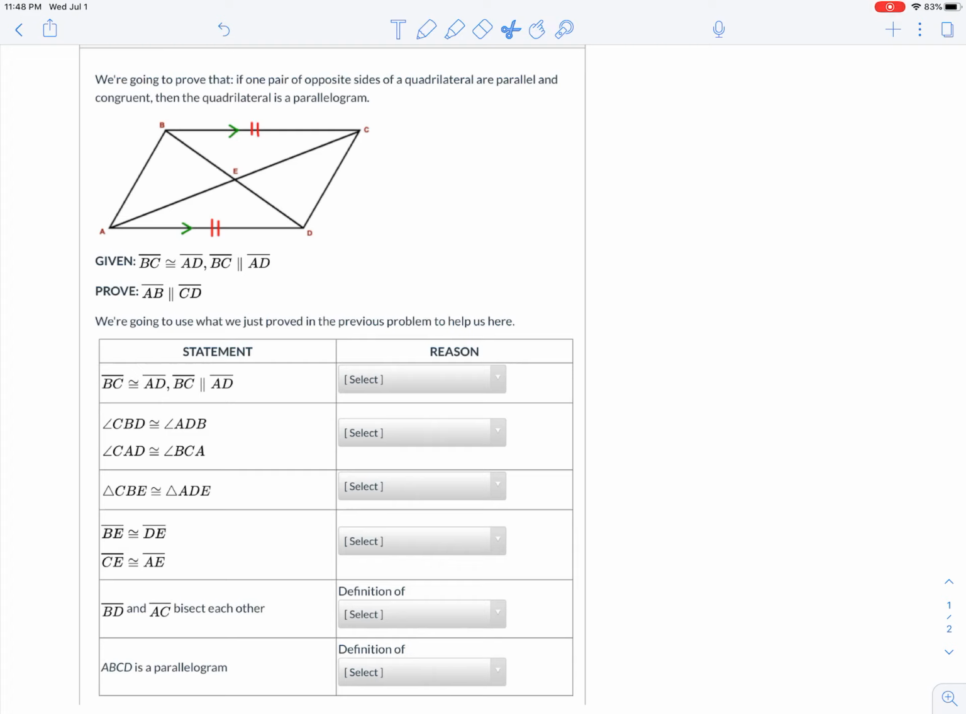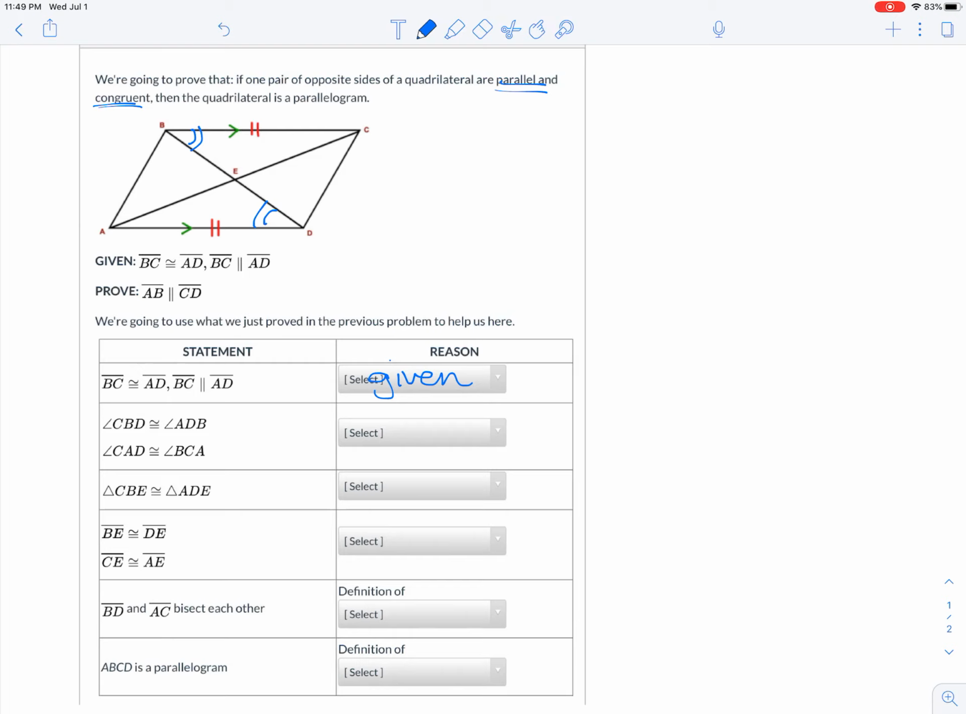This one is, if one pair of opposite sides of a quadrilateral are parallel and congruent, what do we have? Step 1, given. And the marks are in there. Step 2, CBD, ADB, because when parallel lines are cut by a transversal, look for the Z. Alternate interior angles are congruent. There's the Z. It's backward, but it's there. That means this one and that one.